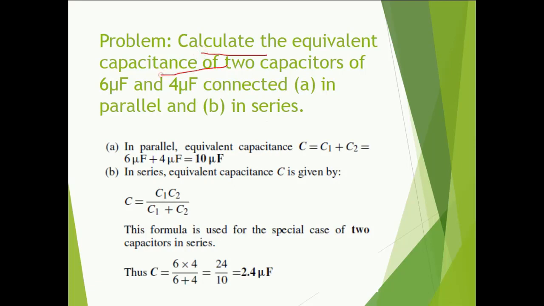Calculate the equivalent capacitance of two capacitors, 6 microfarad and 4 microfarad, connected in series and parallel. So first of all, for the parallel connection, it is nothing but the addition. Whereas in the case of series connection, the formula is 1 by C is equal to 1 by C1 plus 1 by C2, or C is equal to C1 C2 divided by C1 plus C2. So the parallel value comes out to be 10 microfarad, whereas the series value comes out to be 2.5 microfarad.